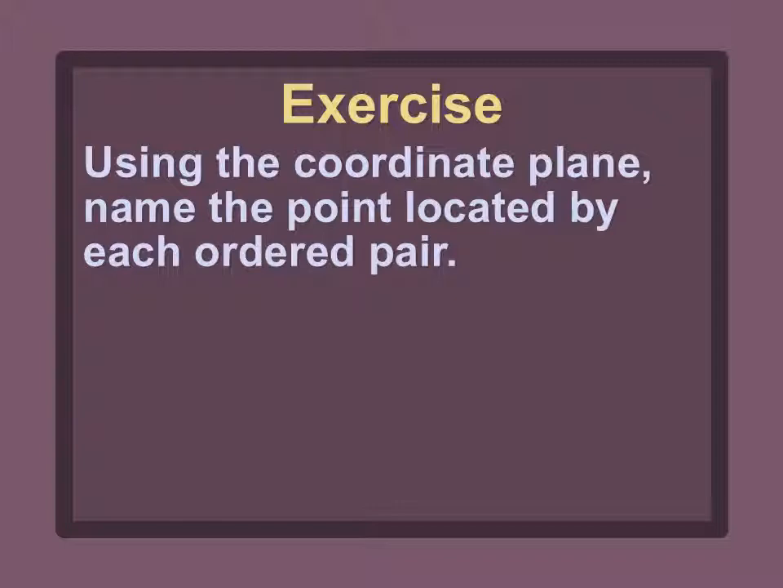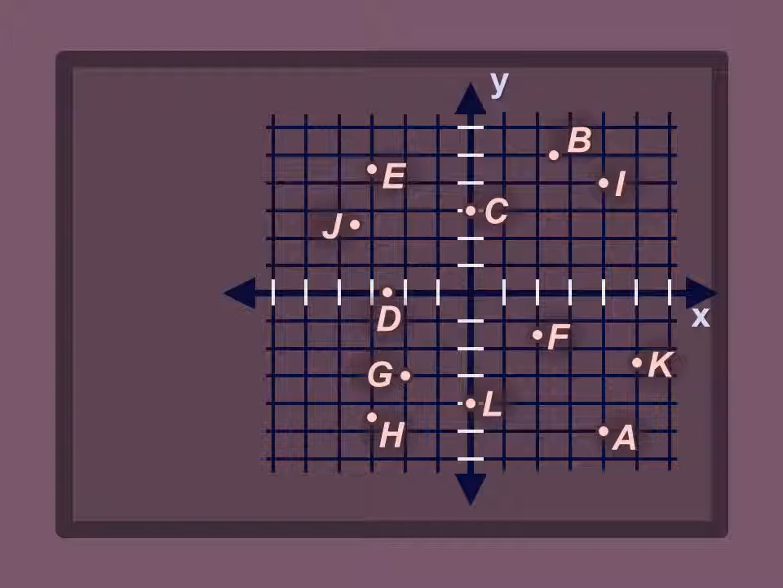Using the coordinate plane, name the point located by each ordered pair. Okay, so let's look at 2.5, 5. So 2.5 is the x-coordinate. So horizontally, we're going to go 2.5. Here's 1, here's 2, and here's about a half. Now 5 is the y-coordinate, which is vertical. So we're going to go 1, 2, 3, 4, 5. So the answer would be B. B goes with 2.5, 5.